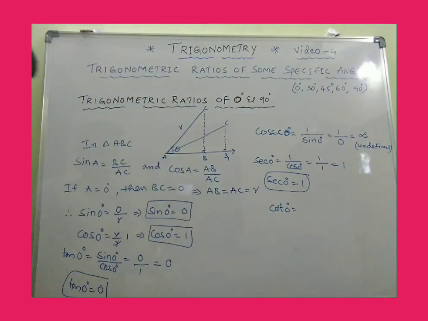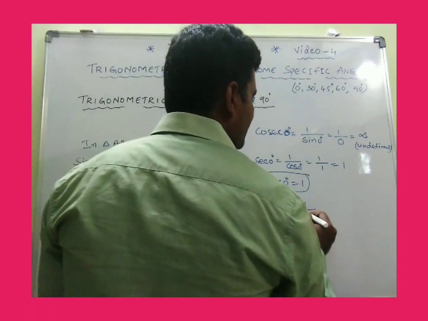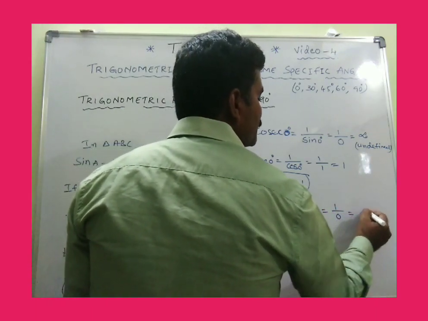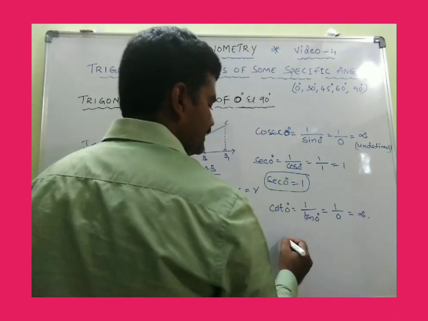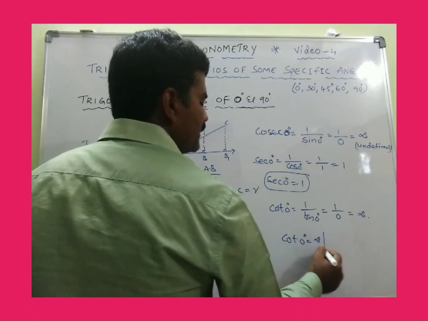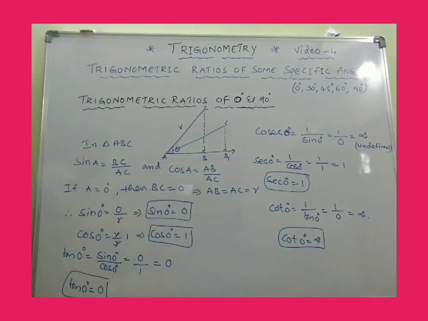Finally, cot 0 is required. Cot 0 is nothing but 1 by tan 0. Tan 0 is again 0, no? So 1 by 0 is once again infinity. Therefore, cot 0 degrees is equal to infinity, undefined.